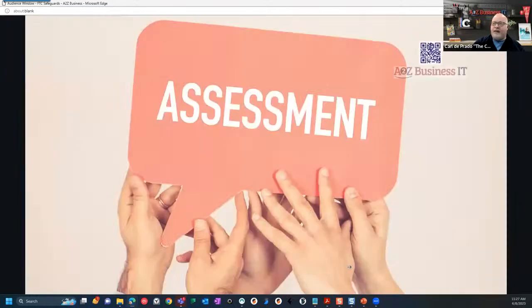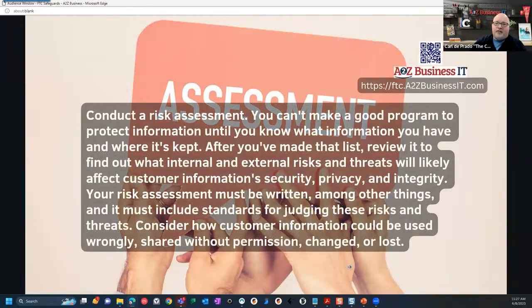Then on top of that, once you've identified your team, you're going to want to do an assessment. If you're over 5,000 records, it's very clear: the FTC said you must do this. If you're under 5,000 records, even though the FTC said you don't have to, I would think it'd be incredibly unwise not to do the risk assessment.